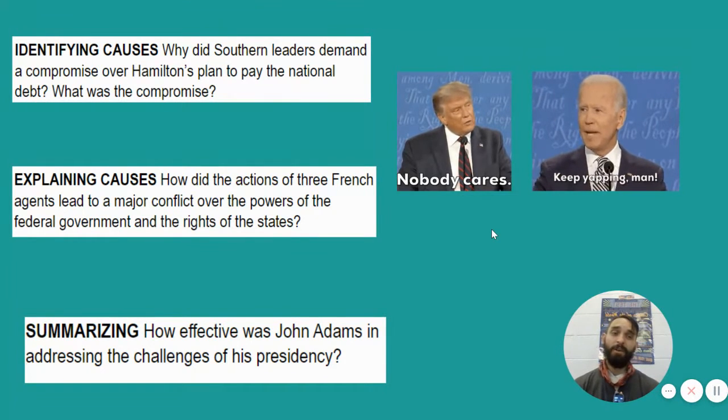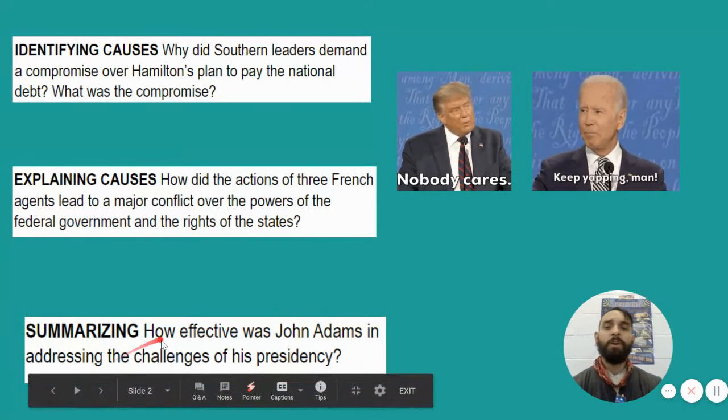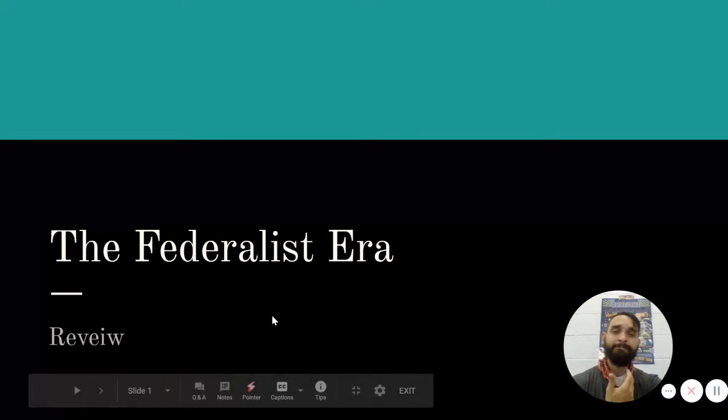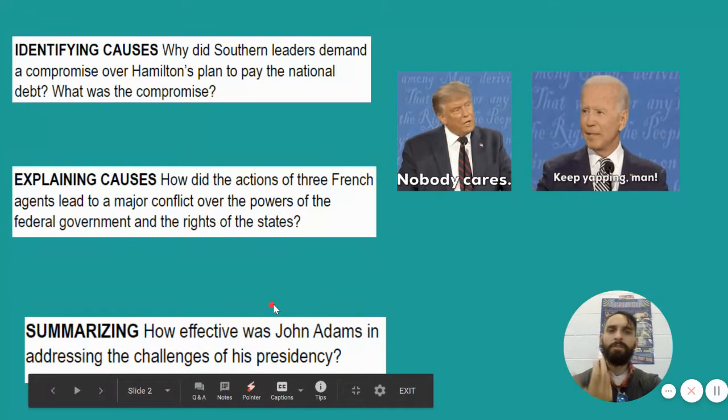So the Federalists are wanting to go to war. Federalists don't like this, but John Adams does something else and upsets his party. Remember the analogy I use? It'd be like Donald Trump all of a sudden banned guns. What did he do to upset the Federalist Party? And also summarizing, how effective was John Adams in the presidency addressing the challenges? Remember John Adams' presidency? He was the second president, kind of handpicked by George Washington. It wasn't that good.